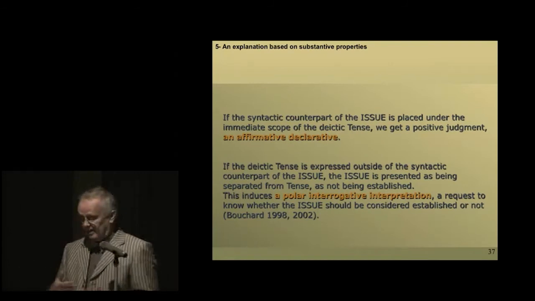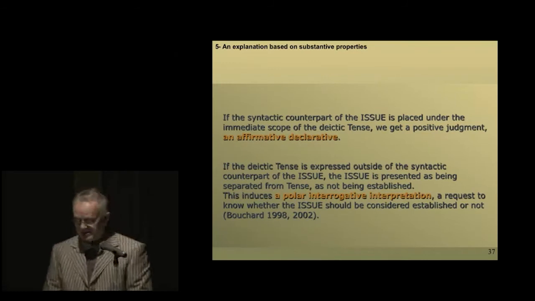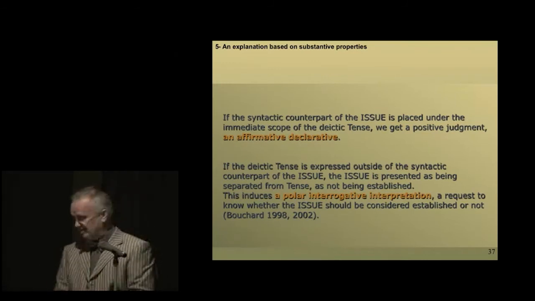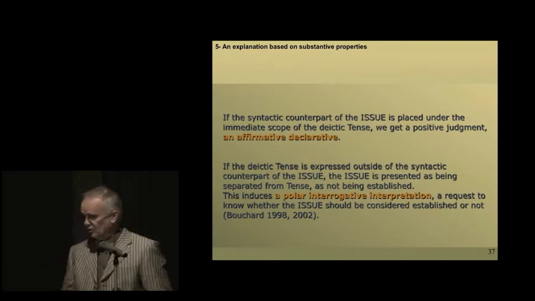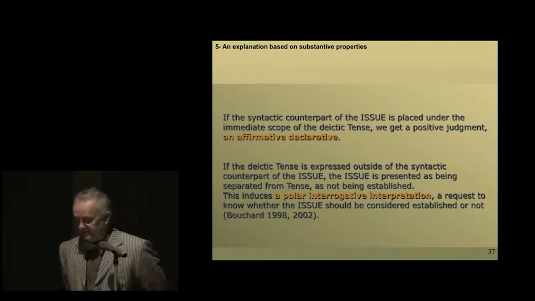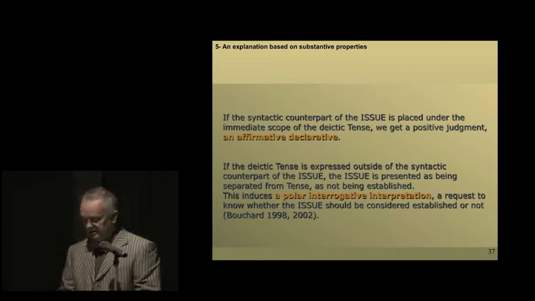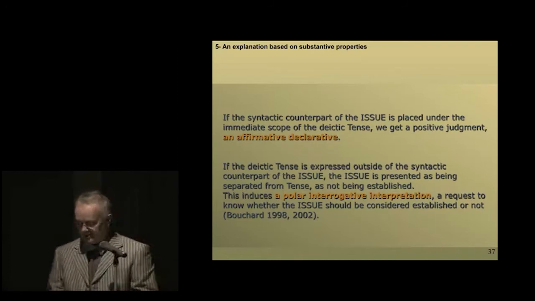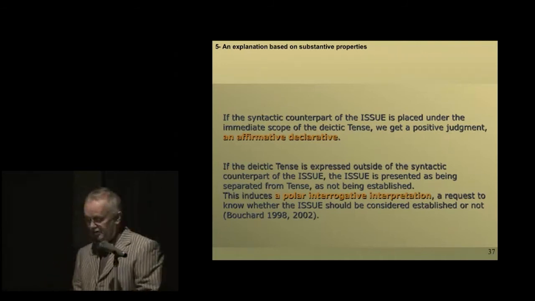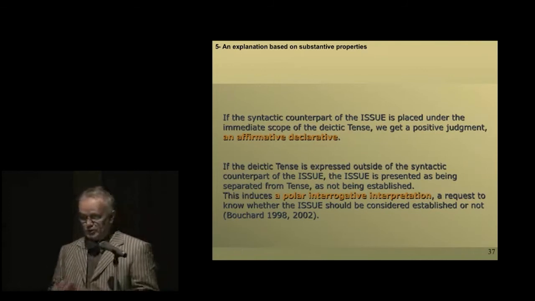Now, what happens when the deictic tense is expressed outside of the syntactic counterpart of the issue, as we find in sentences like 1b, when the tense is in comp, not in its usual position inside the sentence? Well, the issue is then presented as being separated from tense, as not being established. Well, this induces a polar interrogative interpretation, a request to know whether the issue should be considered established or not.